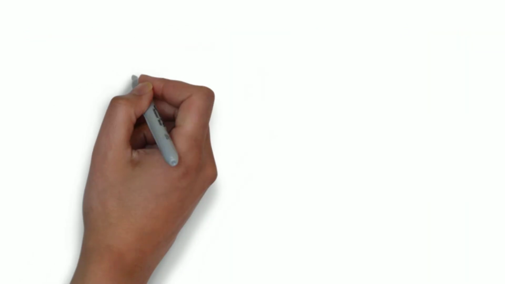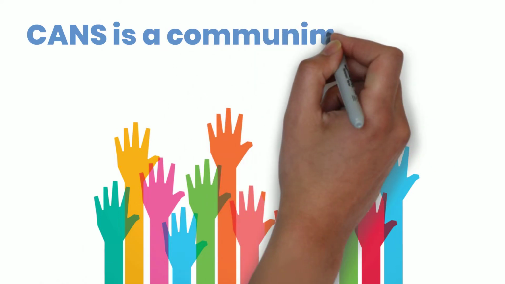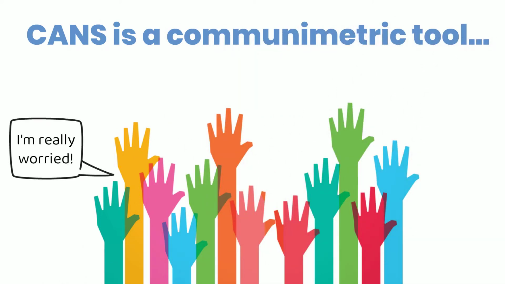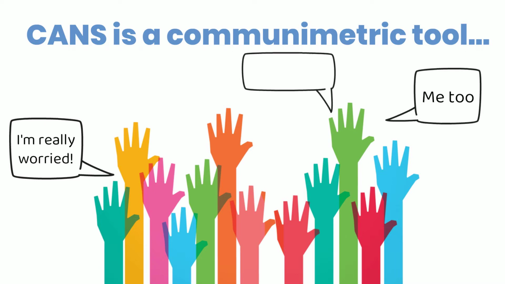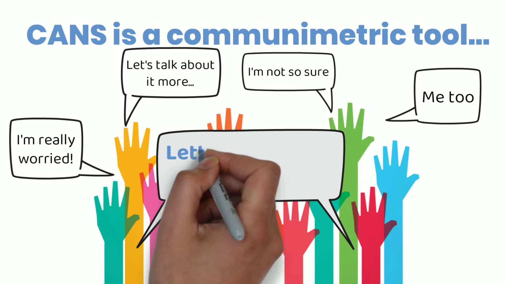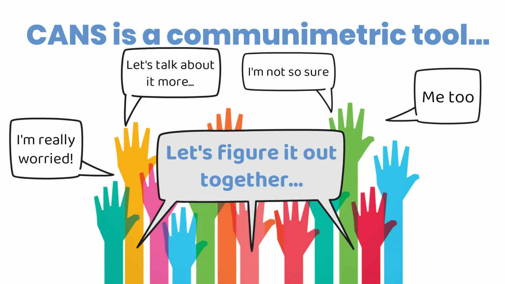One of the beautiful aspects about the CANS is that it lifts up everyone's voice since it is a communimetric tool, meaning it is the tool that asks the group to find agreement about the identified strengths and needs of the family. The CANS is one of many tools used in child welfare practice that supports social workers in making good, equitable, and supportive decisions with families to determine next steps.